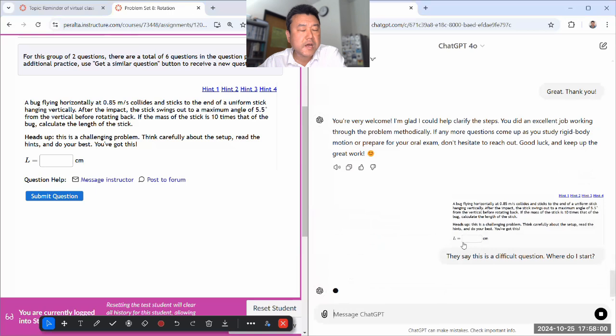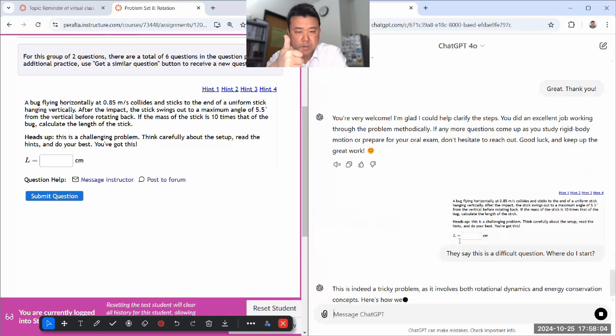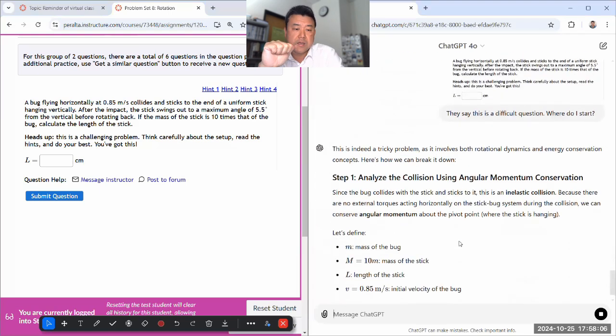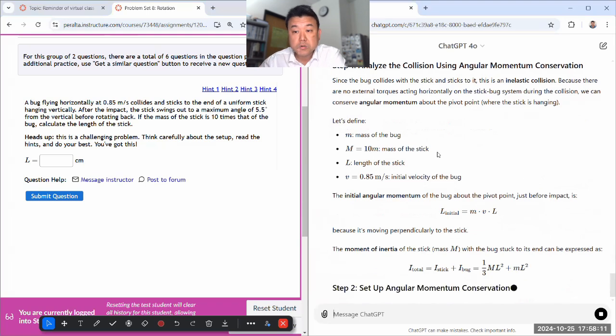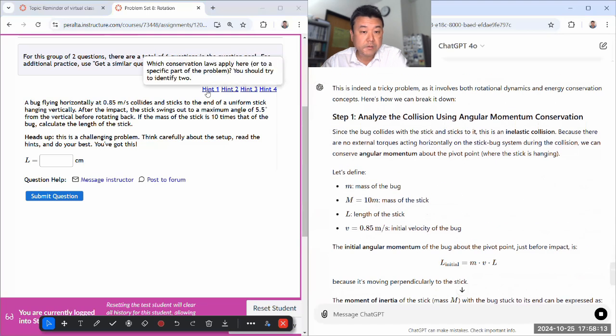ChatGPT should identify that you are going to be using conservation of angular momentum for the collision, and then conservation of energy for the swing up part. That's what all the hints say about which conservation laws apply, those two in different distinct parts. It's almost like a ballistic pendulum, but it involves rigid body rotation. What is the moment of inertia? You have to look it up or remember 1/3 ml squared.